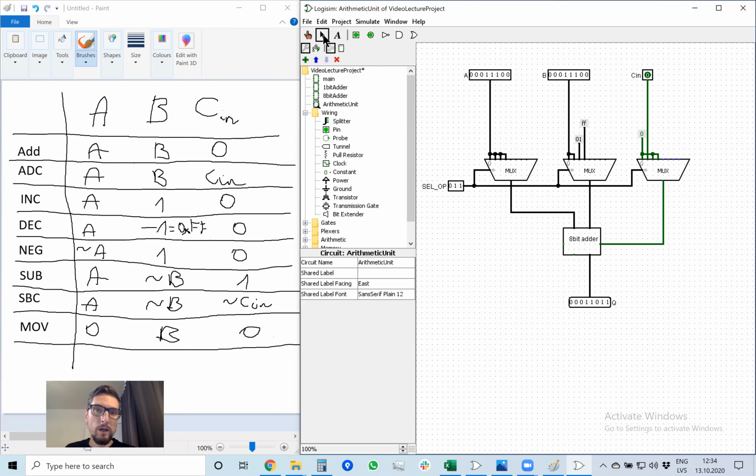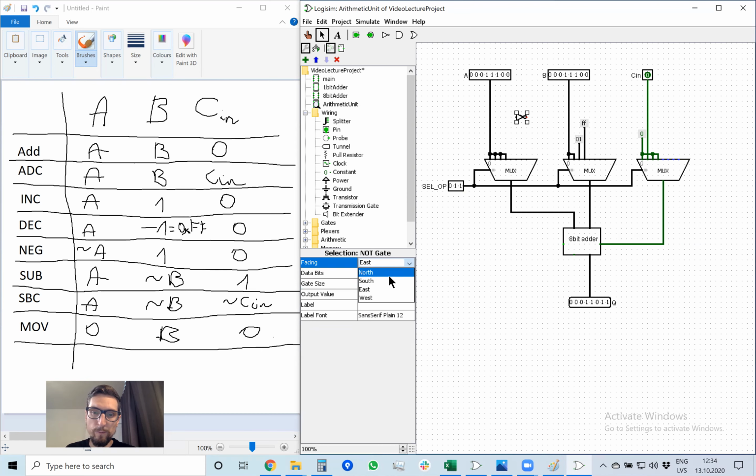Okay. Next is negate. So we need to calculate the negative number of A in 2's complement form. So instead of A, we will use A with all bits inverted. So I take the NOT gate, I select its data bits number to 8.